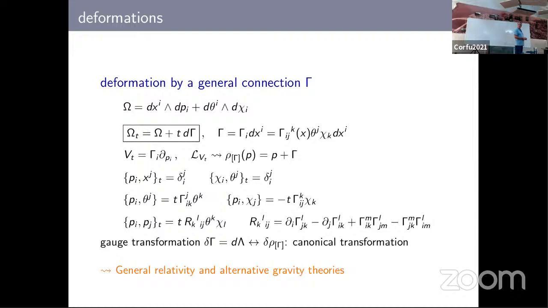If you want to deform by a general connection, which does not have to be metric, does not have to be torsion-free, can be completely general, then you will have to introduce two sets of odd generators, simply because Gamma_ij is neither symmetric nor anti-symmetric. The rest of the game is as before. So you deform your symplectic structure, you write down the Poisson brackets, you find the connection in the P-theta Poisson brackets, and you find the curvature tensor in the PP Poisson brackets. From this, you can write down general relativity and all kinds of alternative gravity theories, non-metric, non-torsion-free, etc.